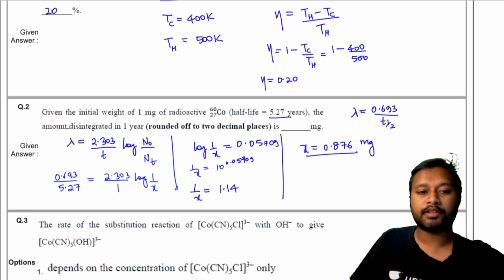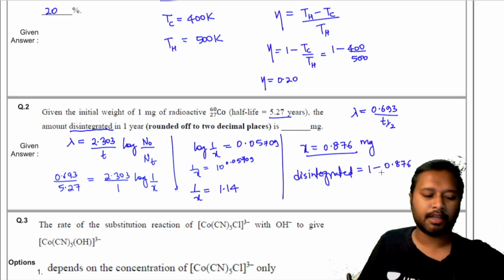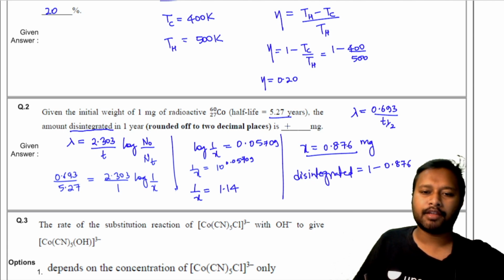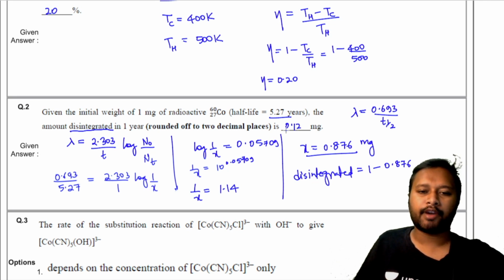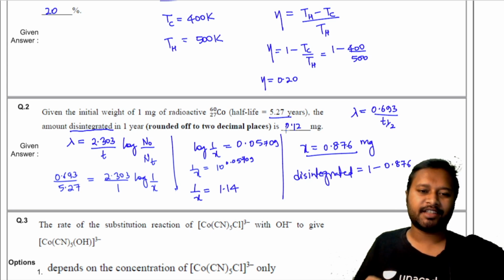So how much amount is disintegrated? They were asking for the amount disintegrated. So the disintegrated amount is going to be 1 minus this, so 1 minus 0.876. On solving this you will get 0.123, so the answer will be something like 0.12 milligram. This is going to be the final answer, or 0.12 or 0.13 is going to be the answer for this particular question. All right, let's see the next one then.